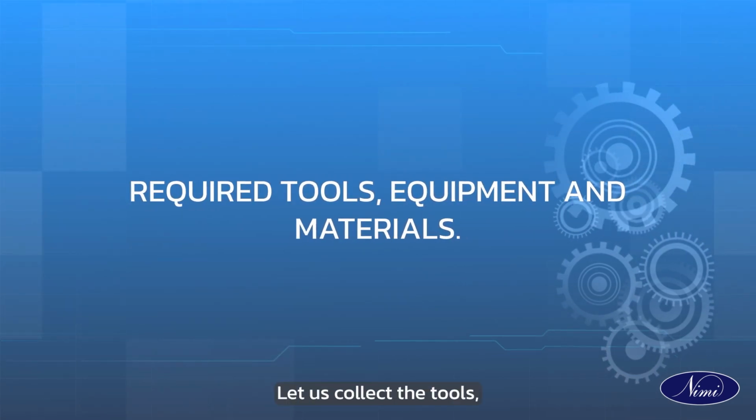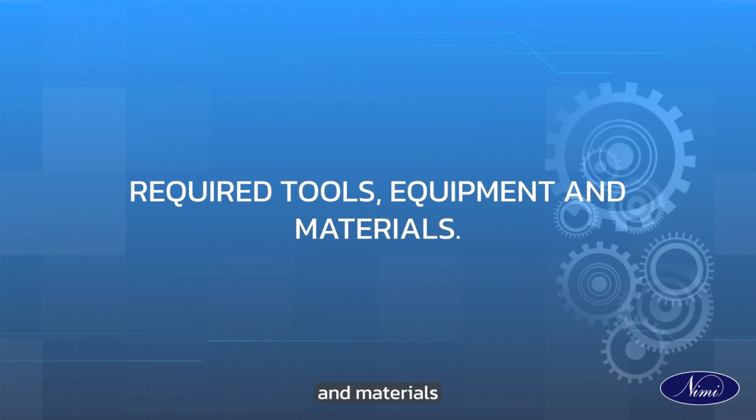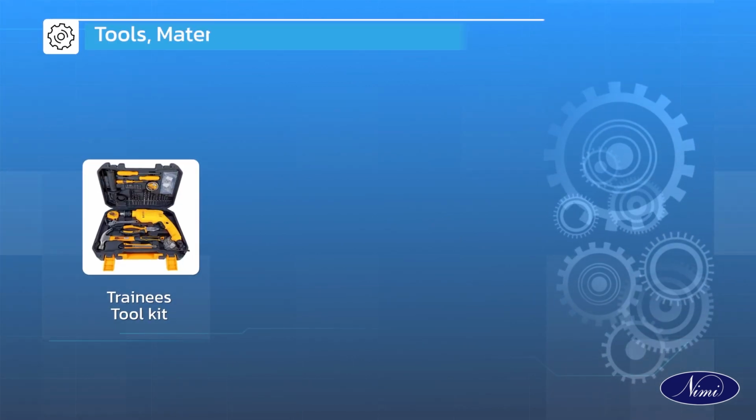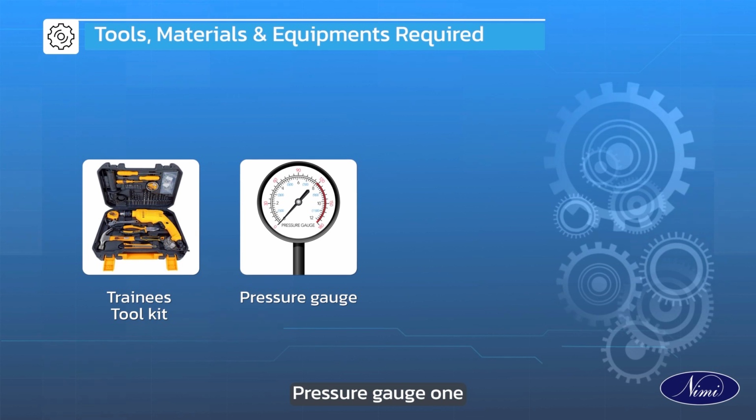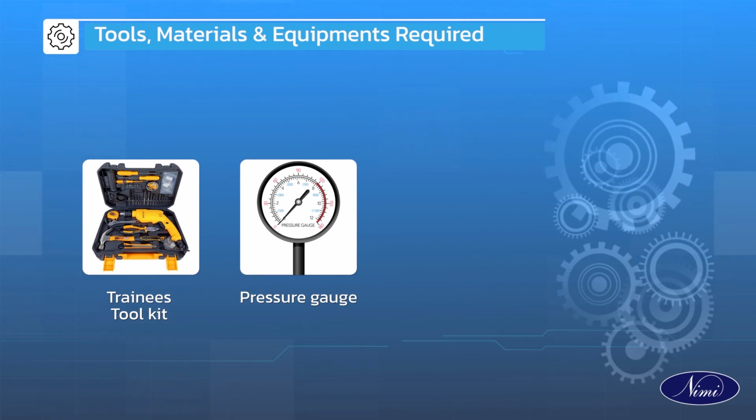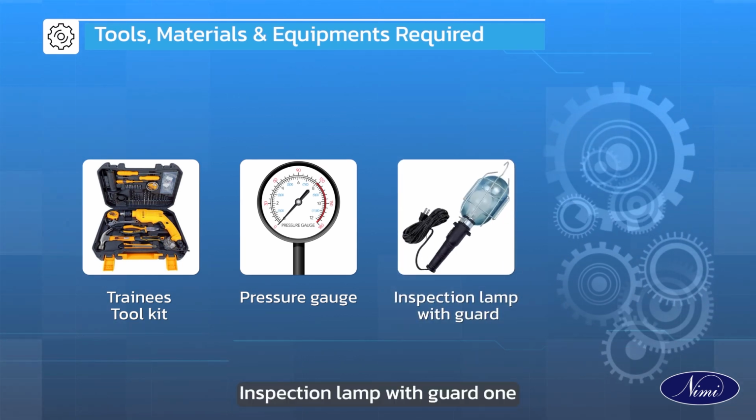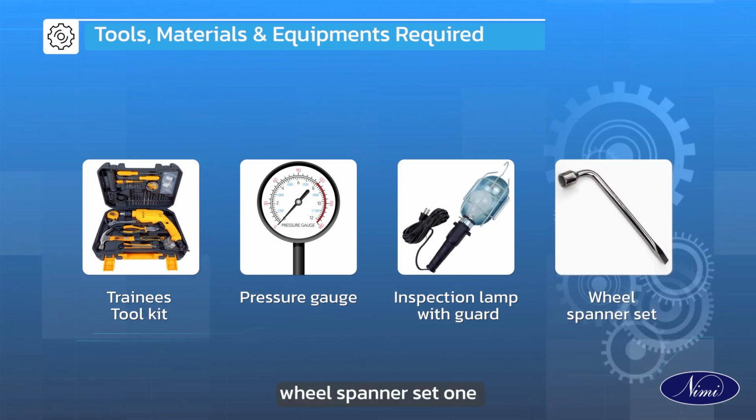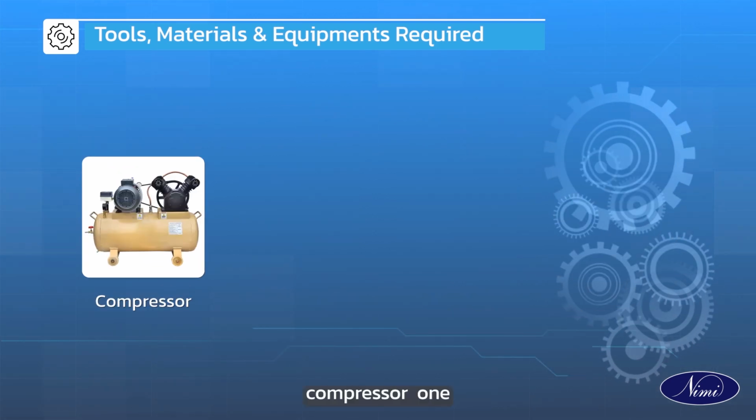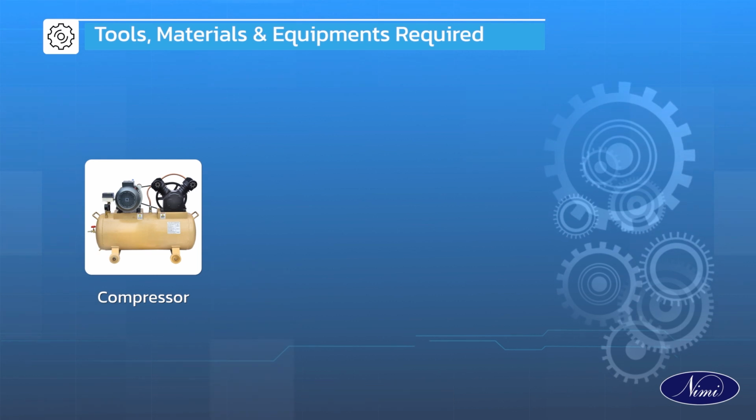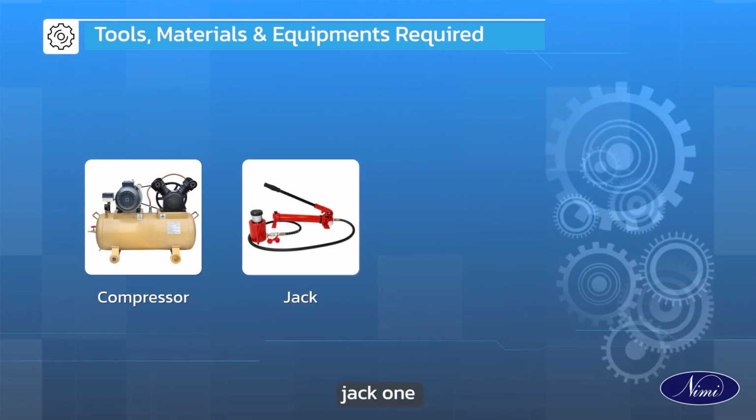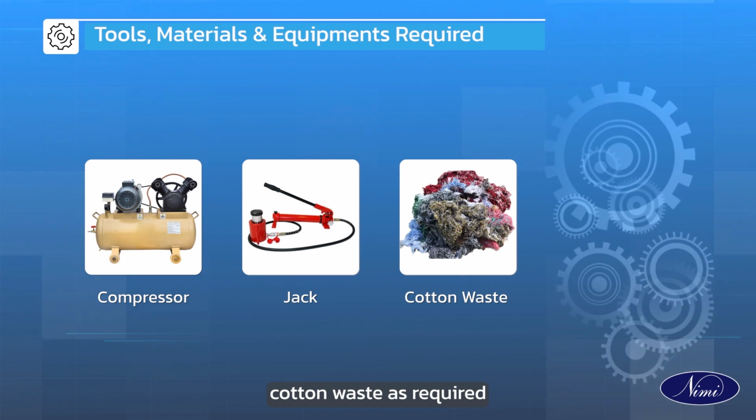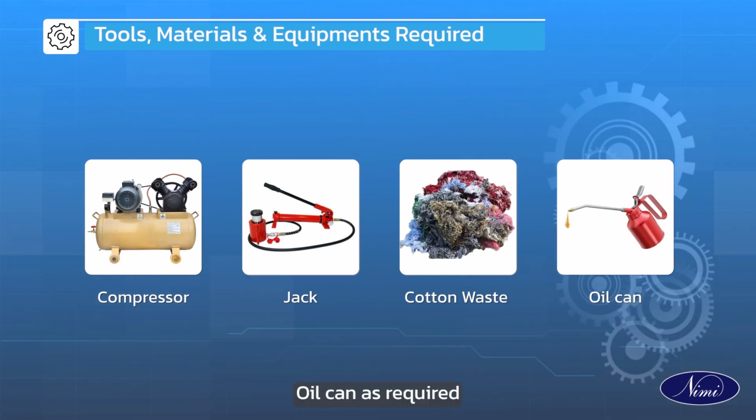Let us collect the tools, equipment and material required for this. Trainees toolkit 1, pressure gauge 1, inspection lamp with guard 1, wheel spanner set 1, compressor 1, jack 1, cotton waste as required, oil can as required.